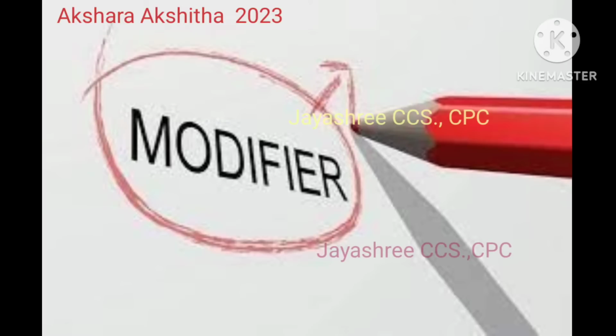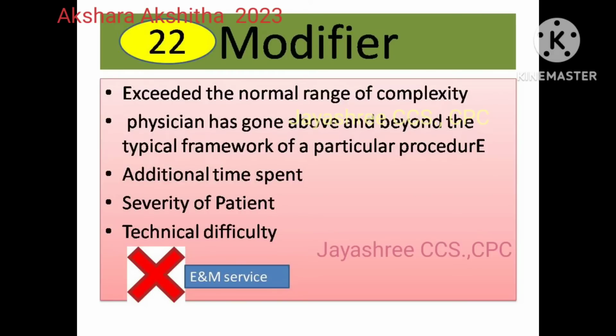So whatever procedures the doctor performed, to that CPT code only we are going to append modifiers. Okay, then let's see. First modifier is 22 modifier. 22 modifier is increased procedural services.